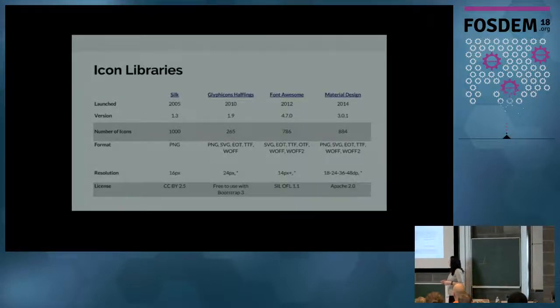We also wanted to find an alternative, and Fantasm was one. 700 icons was kind of okay for us.